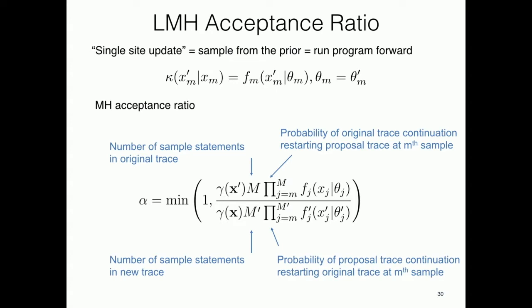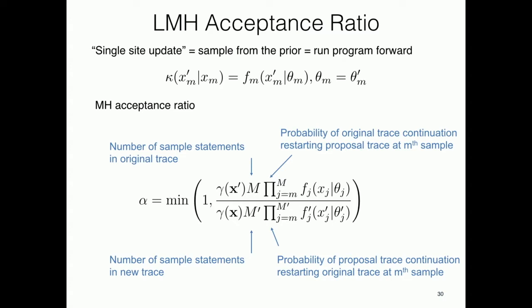Then the LMH, or lightweight Metropolis Hastings, as it's called in probabilistic programming, acceptance ratio is simply the joint score of the proposal times, and this is the Green and Richardson RJMCMC reversibility condition, the number of sample statements in the new trace over the number of sample statements in the original trace, and the probability of the original trace continuation starting at the proposal trace at the sample, and the probability of the proposal trace continuations restarting at the original trace at the sample.